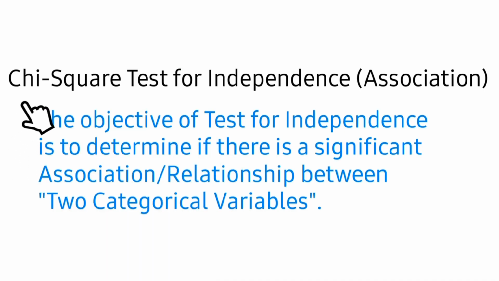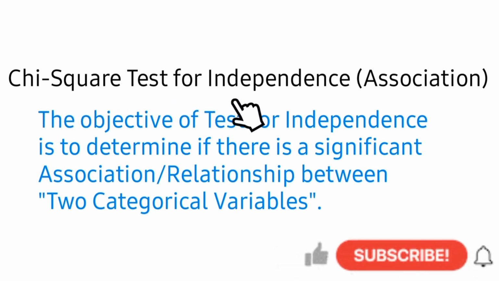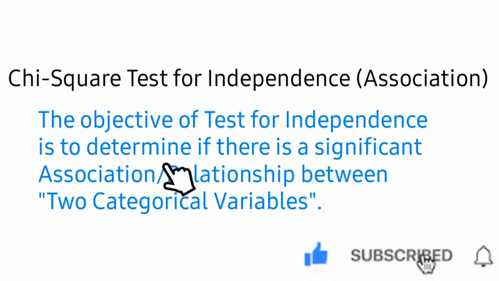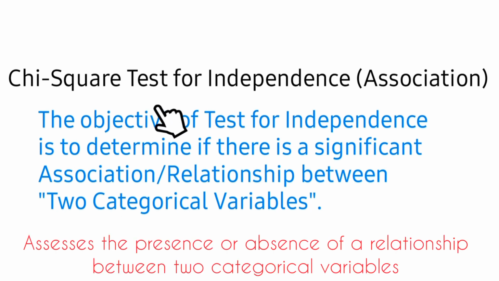Today's video will focus on how to solve some numerical problems on chi-square test for independence. Please note that the objective of chi-square test for independence is to determine if there is a significant association or relationship between two categorical variables. That is, test for independence simply assesses the presence or absence of a relationship between two categorical variables.